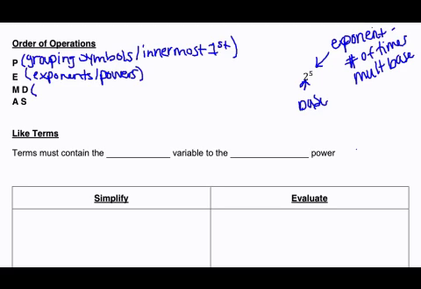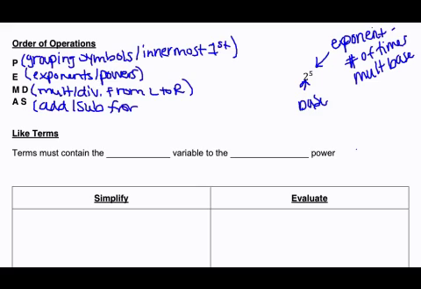Continuing on, the M and the D stand for multiplication and division. It's important to remember that we do these operations from left to right. So if we have multiple multiplication or division operation signs in our expression, we are going to move from left to right to evaluate. And lastly, we have addition and subtraction. Again, we move from left to right to evaluate.